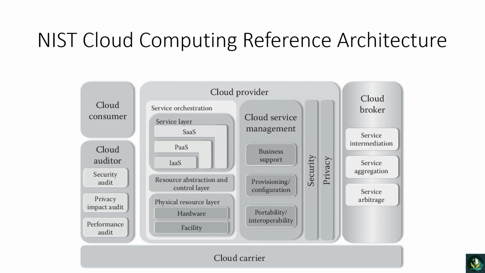And now we are talking about the entity which manages the relationship between the cloud providers and the consumers of that cloud. They take care of things like service intermediation, service aggregation and service arbitrage. This starts to become a bit of an academic definition of how the cloud service should work. But again, given the role of NIST and how important these reference architectures are, it is important to at least touch on it. So finally, there is a cloud carrier at the very bottom.